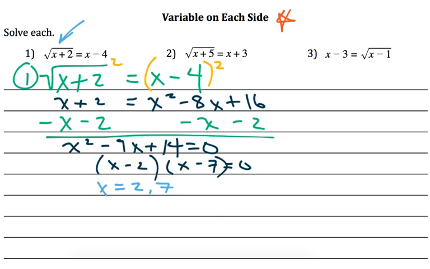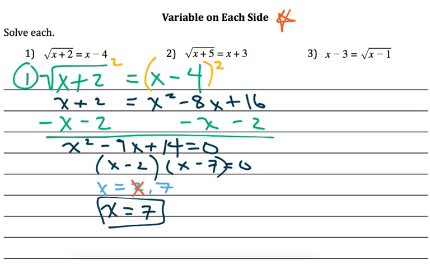2 plus 2 is 4, and the square root of 4 gives me 2. However, on the right side, 2 minus 4 gives me a negative 2, so I'm going to have an erroneous answer here that won't work out. So I'm going to get rid of that guy, and I will just write x is equal to 7. I'm going to box this because I'm assuming that will work.